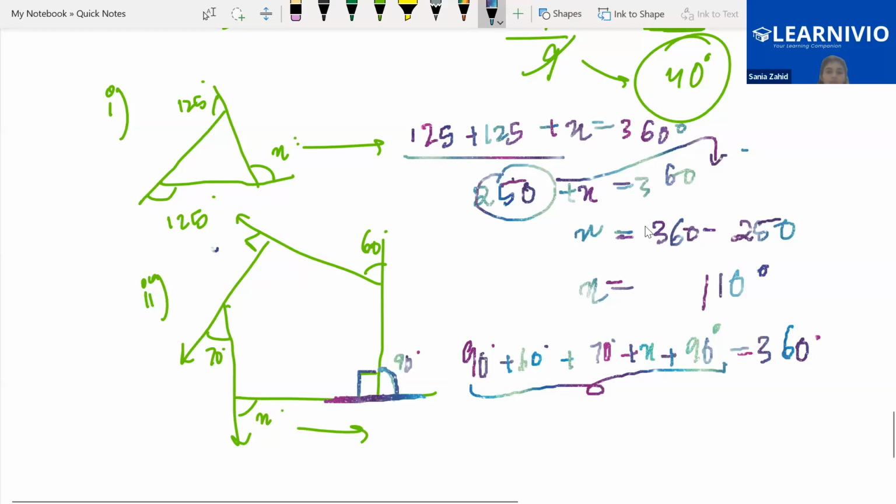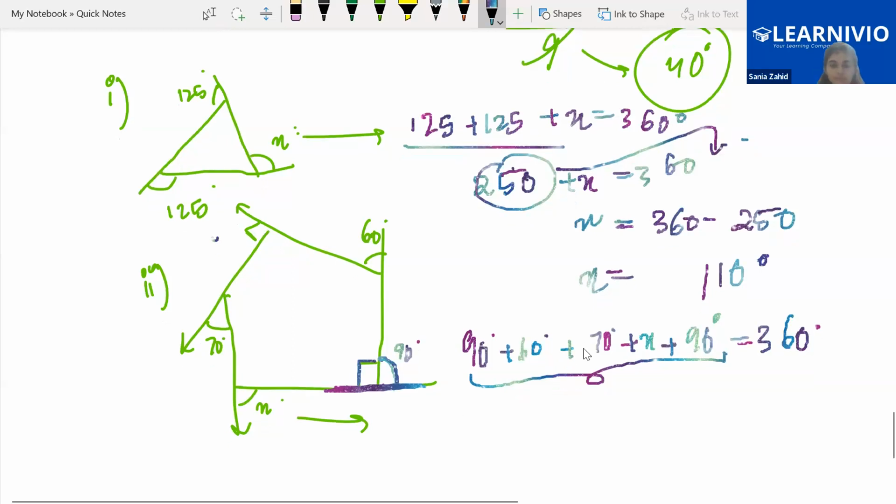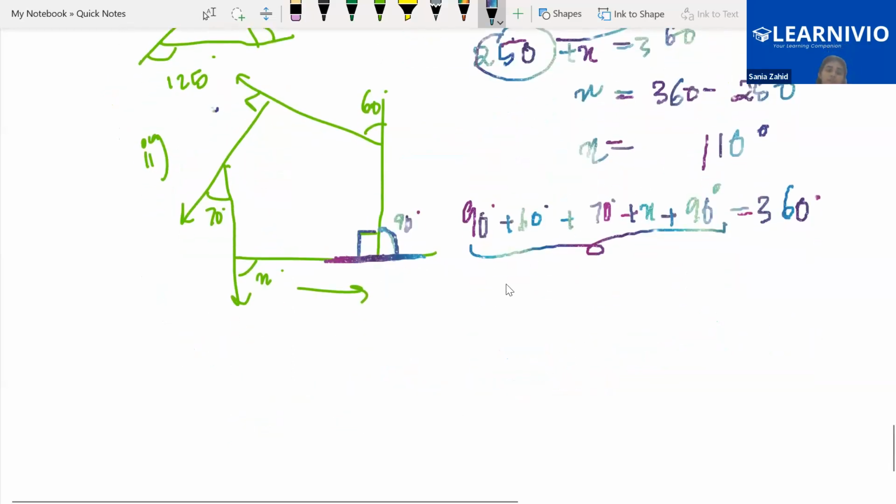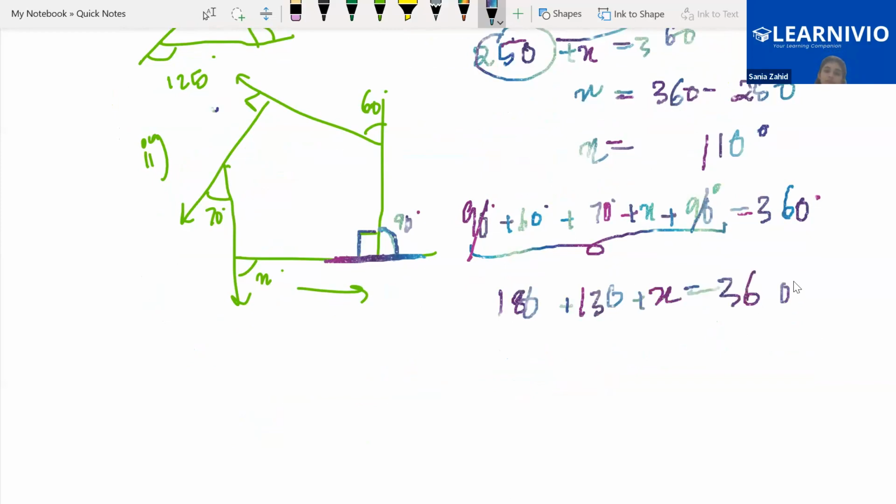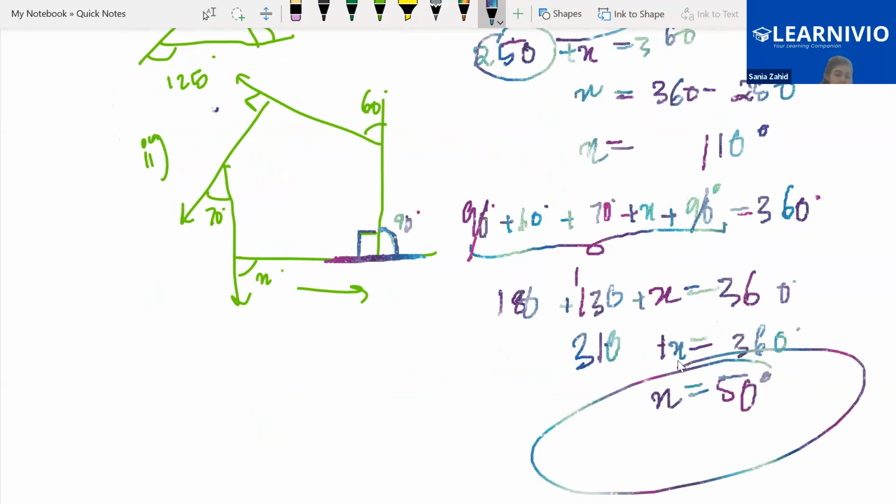Okay, so basically you'll have 90 plus 90 will be 180, plus 130 will give you 310. Then you have 310 plus x will give you 360. Finally, x will be equal to 360 minus 310, which is 50 degree. Okay. So, ma'am, is this question clear? Yes, ma'am. It is clear.